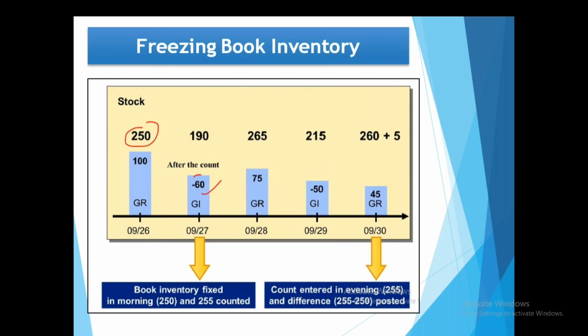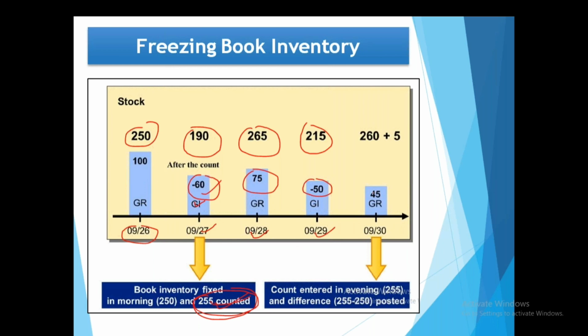After that they issued 60 stock. They counted the stock. Count is 255. Counted it, but they have not posted the difference. So now after this they issued a stock of 60, then the stock will become 190. Then they received 75, then the stock will become 265, then again they issued 50, stock will become 250 some days on 27th, 28th, 29th. Only on the 26th day they only did the counting, but they have not posted the difference.